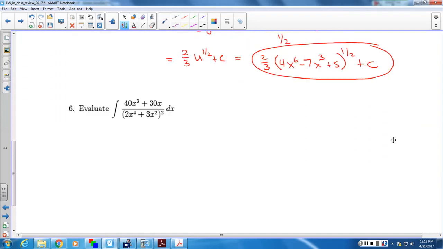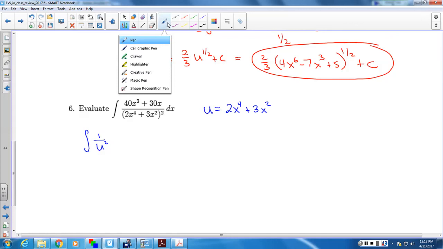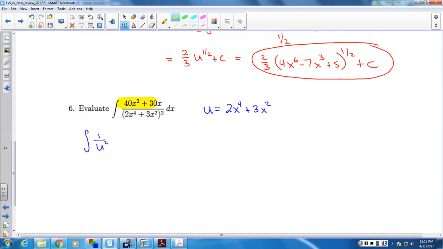So number 6, picking my u, it's going to be the stuff raised to the second power. So I'm going to have 2x to the 4th plus 3x squared. And that takes care of the denominator part. So I can go ahead and say 1 over u squared. I still need to replace 40x cubed plus 30x. So I'm going to take the derivative of u. I get 1 du equals 8x cubed plus 6x dx.